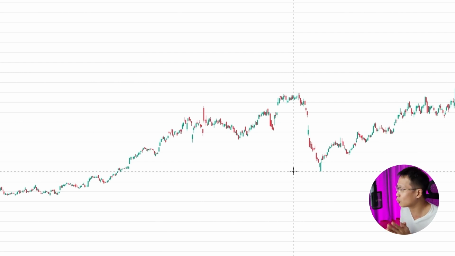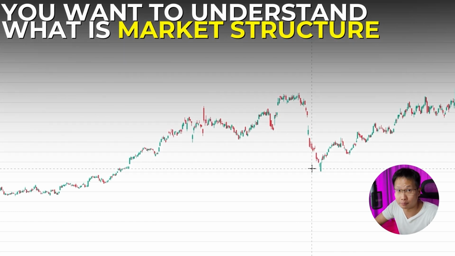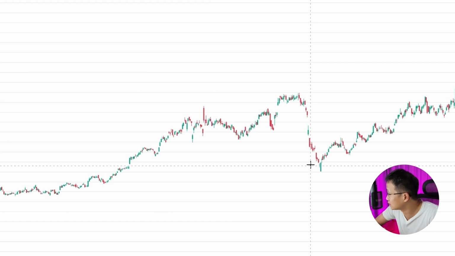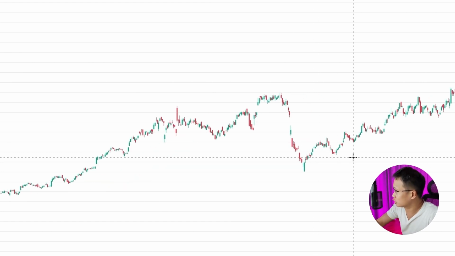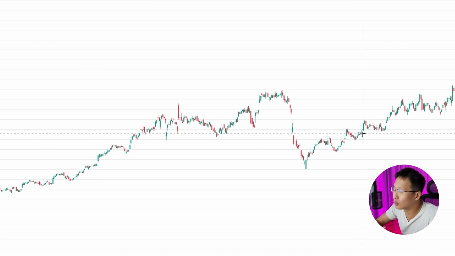So step number one of technical analysis is that you want to understand what exactly a market structure is. So what is a market structure? Well, essentially, a market structure is looking at the stock and seeing whether it is forming what we call higher highs and higher lows, or maybe lower highs and lower lows.